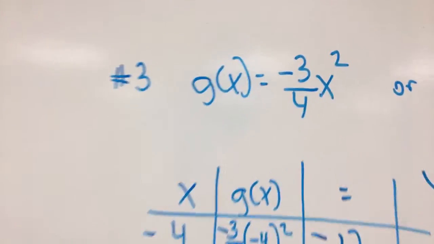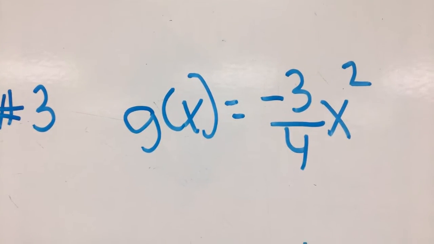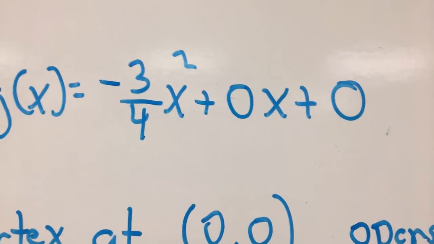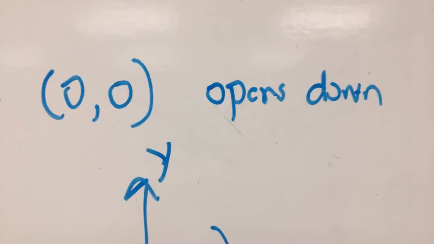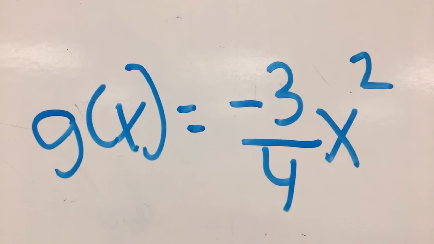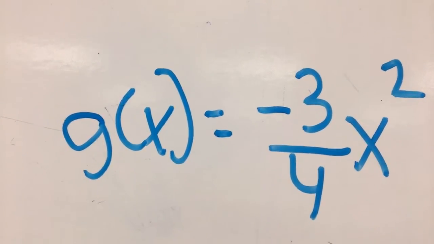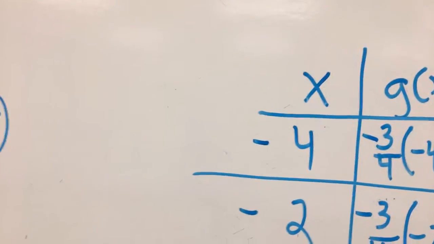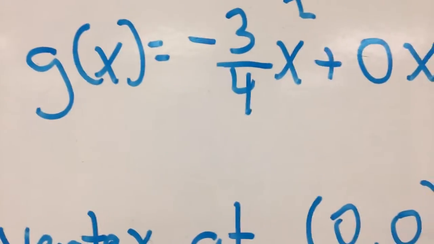Now, number 3 looks like this. g of x is negative 3/4 x squared. Uh-oh. Well, once again, I have no x term, and I got 0 hanging on the end. So the vertex is at 0, 0, and it opens down. Remember, the negative in front of the a, being 3/4 this time, means it will open down. Okay, so once again, I decided to make a t-chart. So I picked numbers again that after I square them, they'll be divisible by 4. Divisible by 4, you'll need that.